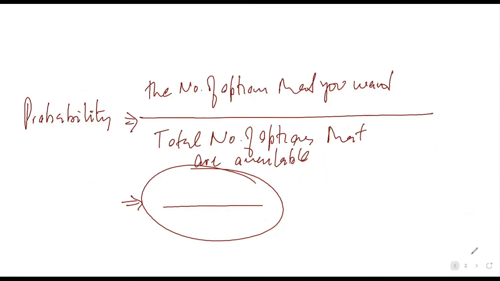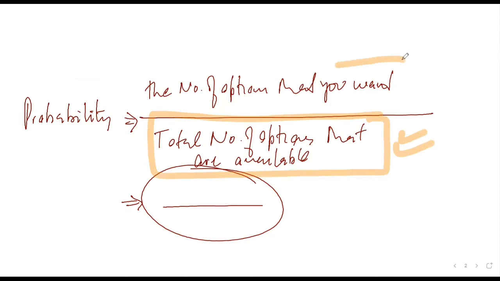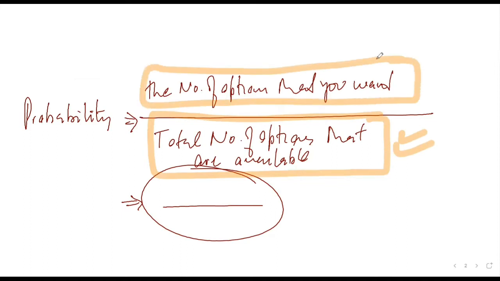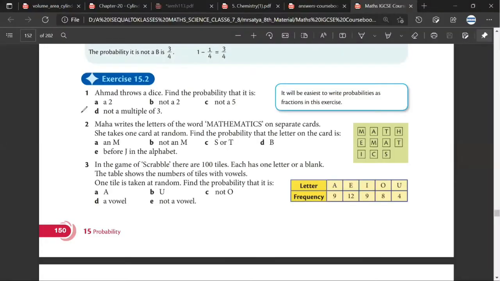So please try to understand the definition of probability. The easiest definition of probability is, first you need to understand what are the total number of options that are available. And then in the numerator you should write what are the number of options that you are interested in. Have you understood? Yes, sir. Is it making sense now? Yes. Let us try to do question number 2 now.